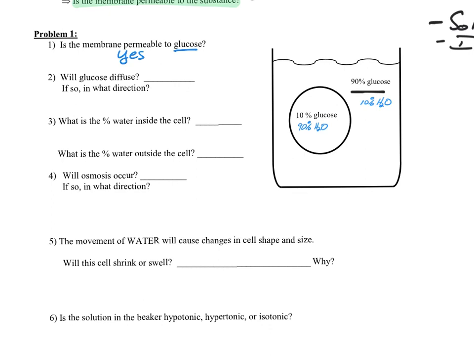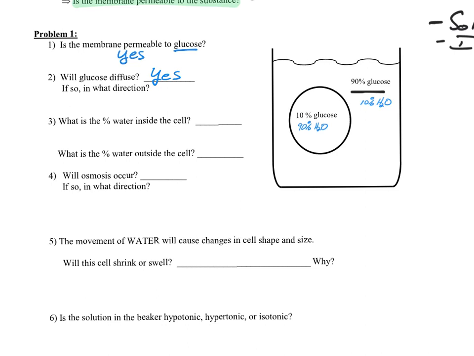Non-polar small particles will get through easily. So oxygen gas does not need a transporter. It'll pass right through the membrane. So glucose will pass through. So yes. In what direction will glucose go?